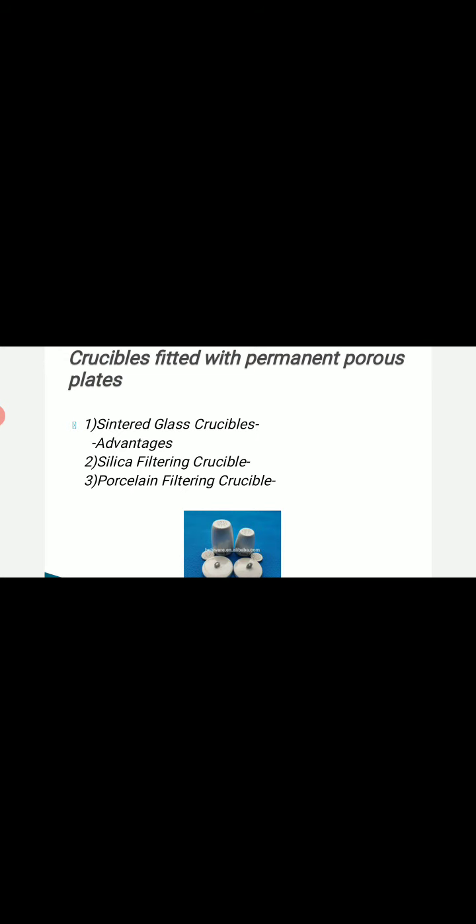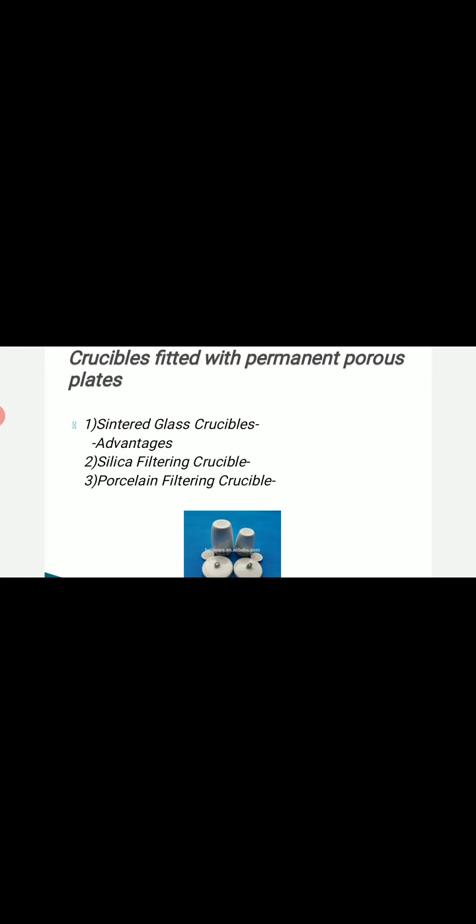Second, the silica filtering crucible. It is made from silica material and can be used up to 1000 degrees Celsius. They have high resistance to high temperature, therefore there is no danger of cracking owing to changes of temperature. These crucibles are generally available in different porosity sizes like 1, 2, 3, 4. They are attacked by phosphates, strong alkali and hydrofluoric acid, but otherwise are very resistant to other reagents and temperature.